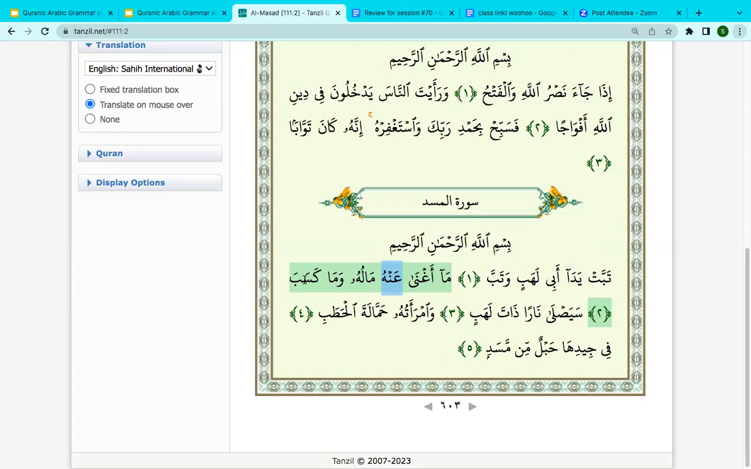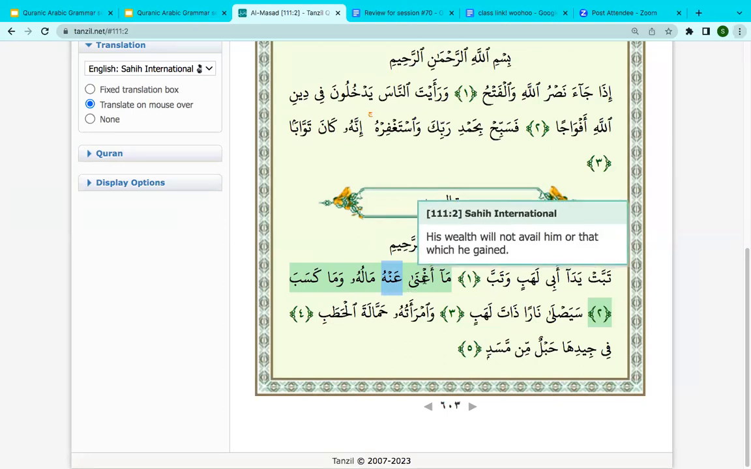Is everyone with me? Any confusion? Because you see, his wealth will not avail him, or that which he gained, all of that is not going to benefit him, will not avail him. It will not be any benefit to him.